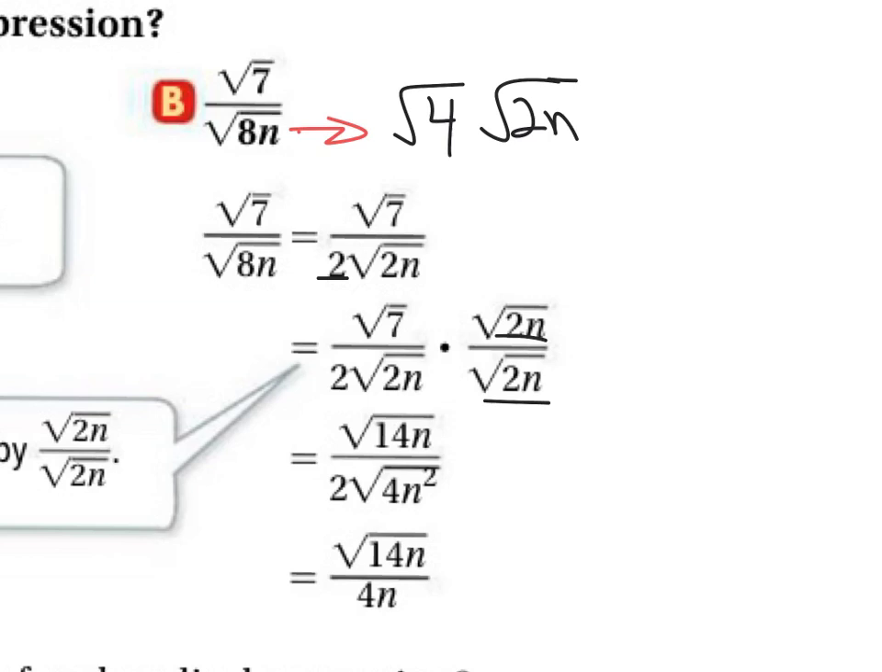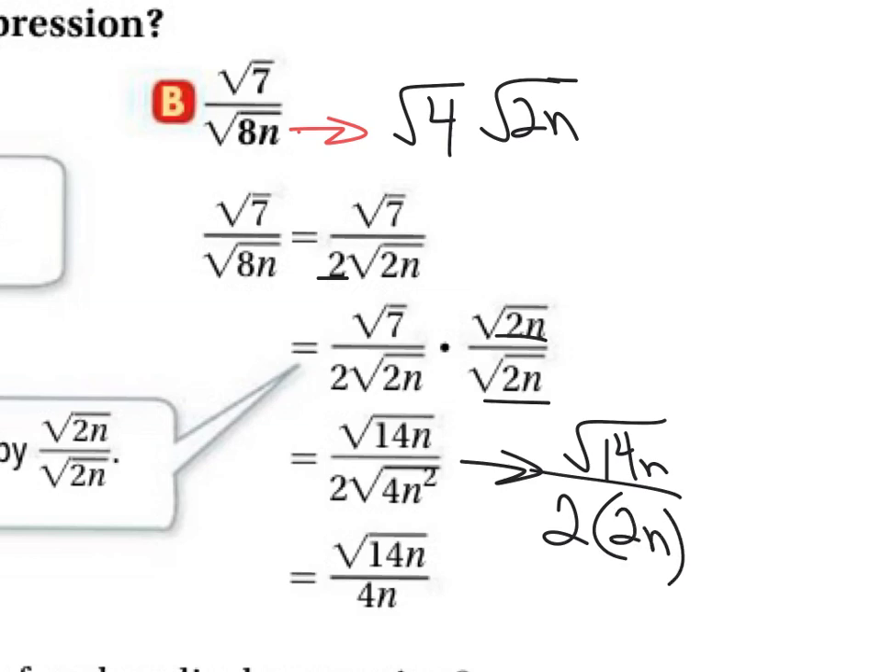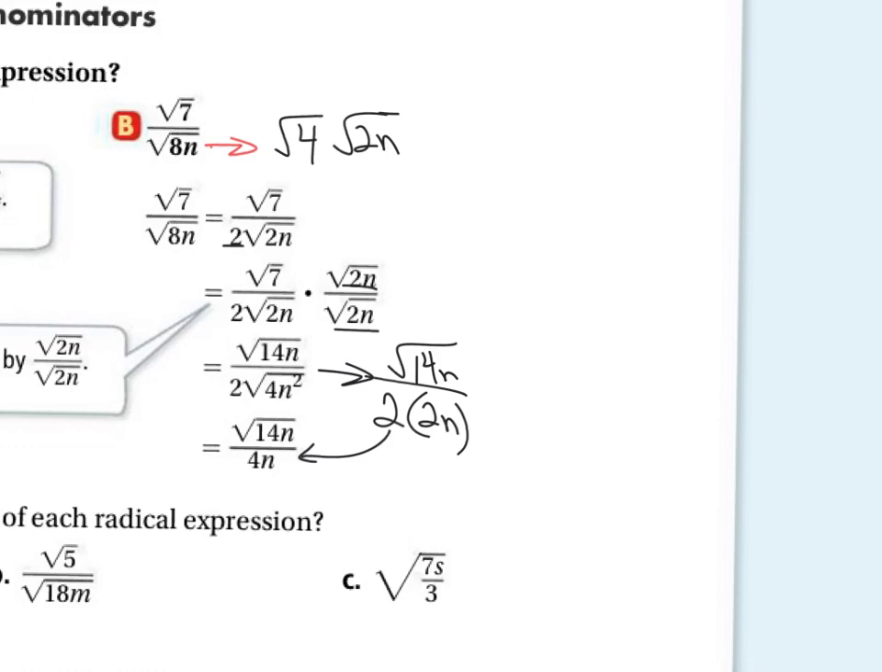And then they ended up with, they kind of skipped a step here again. This would be 2n, and then 2 times 2n is where they got the 4n. And again, it's up to you what you want to do on this.